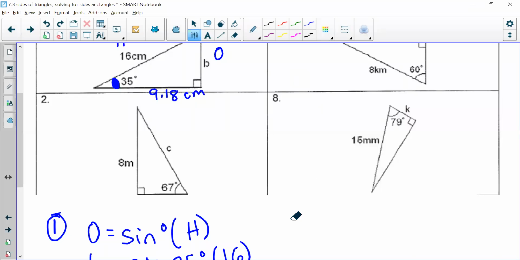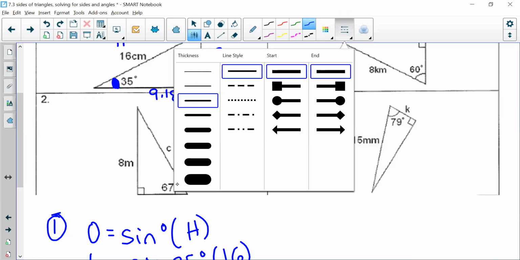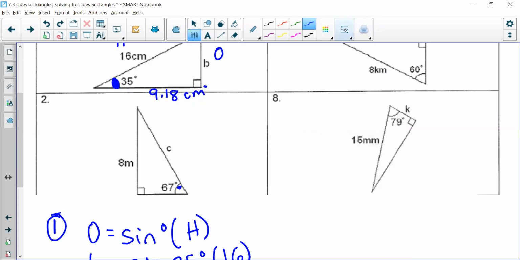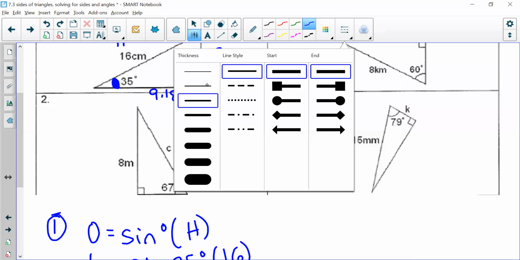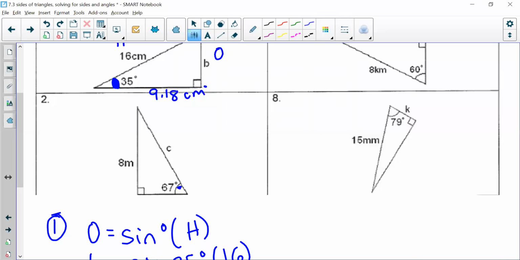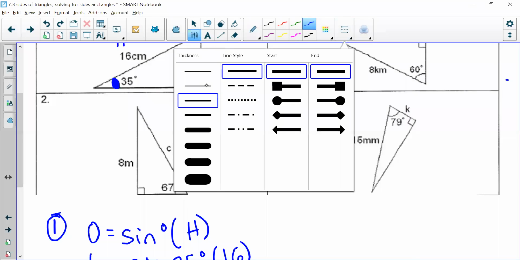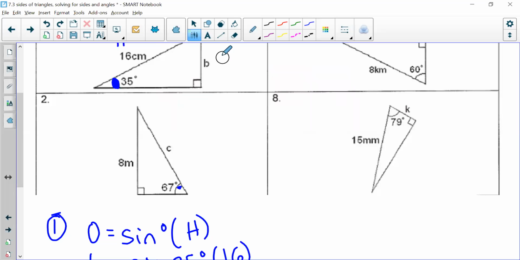Number 2, this is my eyeball down here at the 67-degree angle. Wait, I have a question about the one we just did. Yes, Brianna. I thought we were solving for B. Oh, 9.18. I wrote it on the wrong side. Thank you. You were paying attention. I did that to see if you were paying attention, Brianna. Good job.